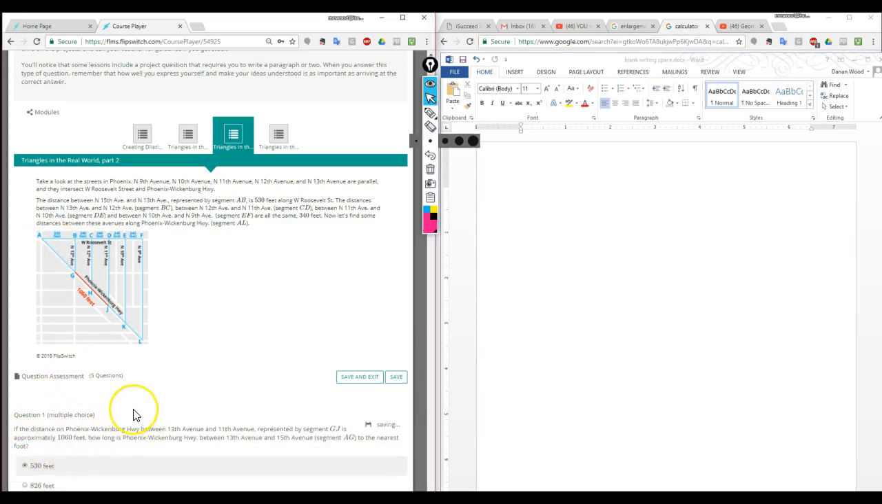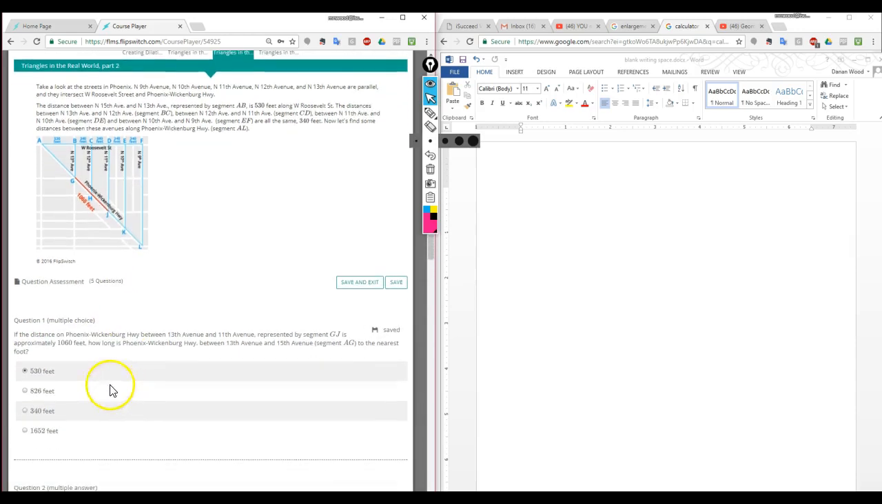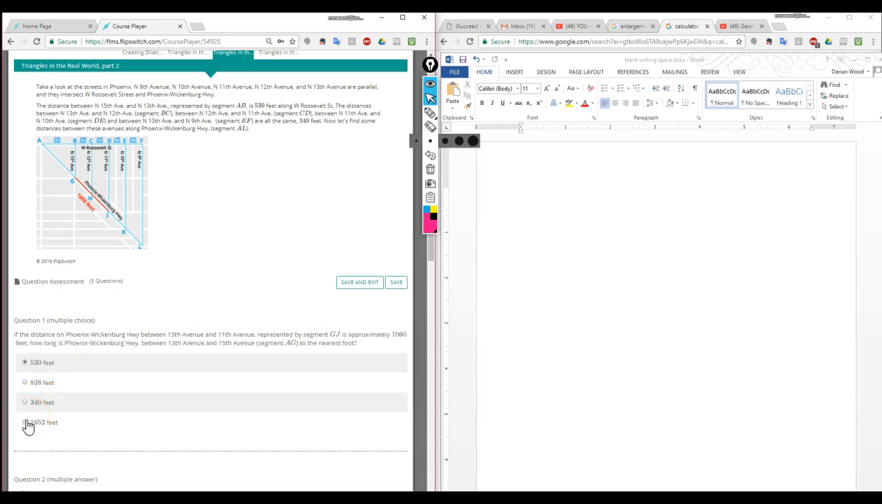So our options are 530 feet, 826 feet, 340 feet, or 1,652 feet. So if we look at this, notice we have some triangles. We have A, B, G, which includes the side length that they want. They want the side length AG.